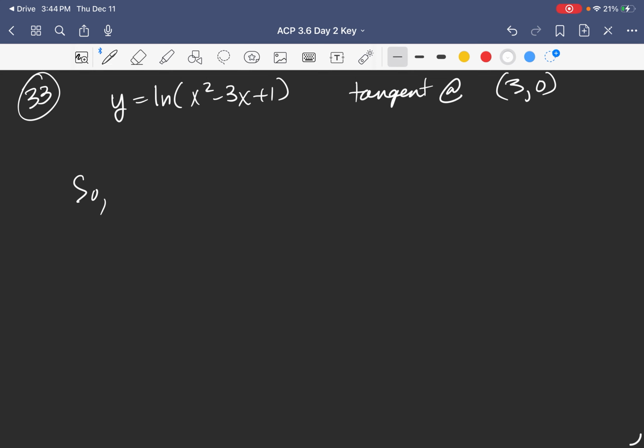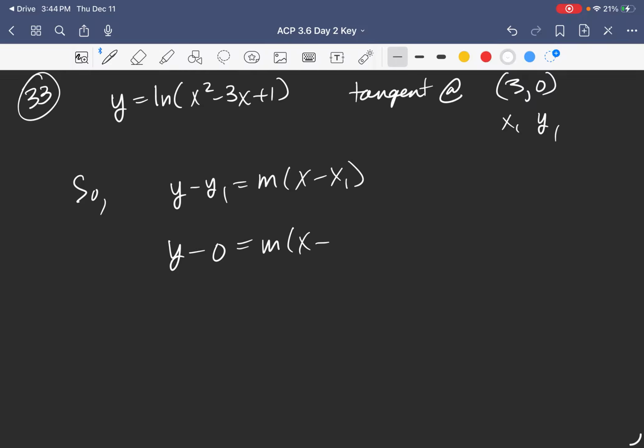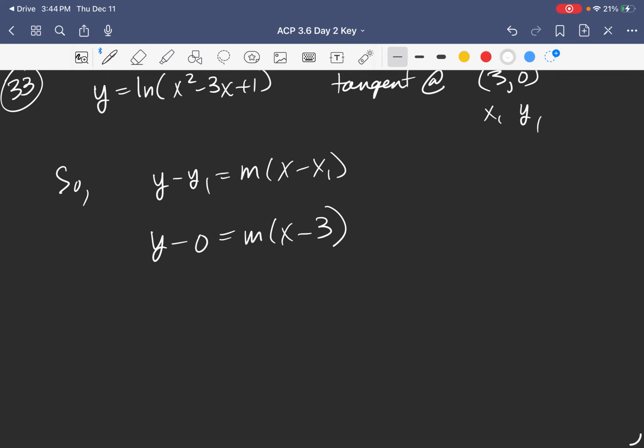So I know when I start to answer it that y minus y1 is equal to m times x minus x1. This is my x1, y1. So I have y minus 0 is equal to m times x minus 3, correct? So then I now need to find m.